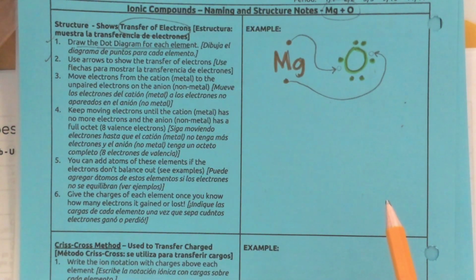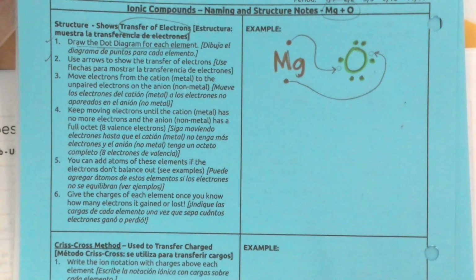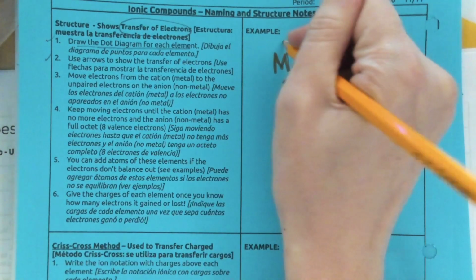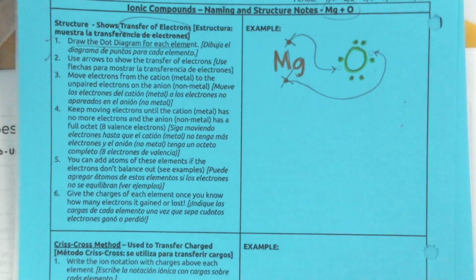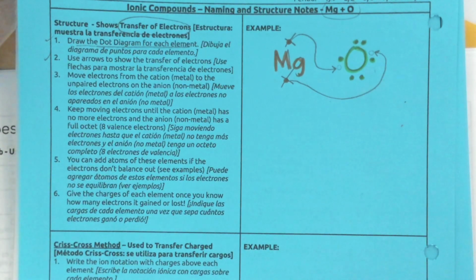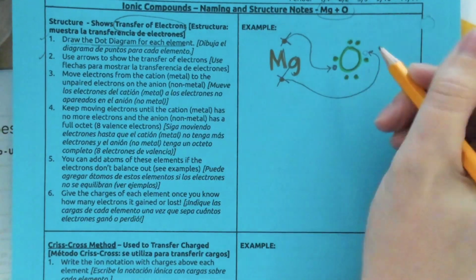Step 3 is actually moving those electrons. So we can't physically pick up and move those dots, but we can clearly indicate that those electrons are no longer on the magnesium and have moved to the oxygen. And we can do that by crossing out the dots on magnesium. Right? So now magnesium does not have any valence electrons anymore. We've clearly crossed them out. They do not belong there. And they have been added to our oxygen.